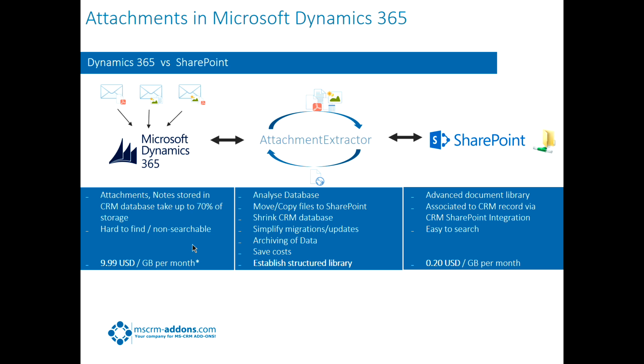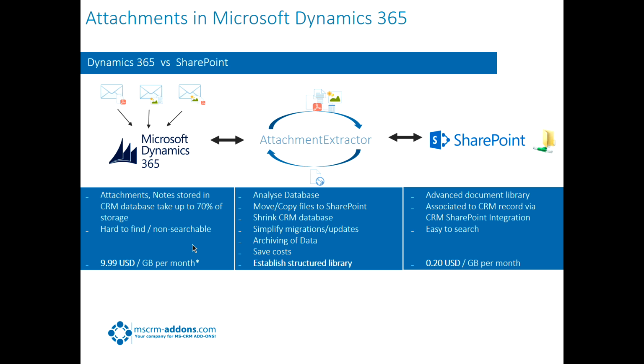How do we combine those together? Our solution is Attachment Extractor. It analyzes the database looking for attachments, and it will move or copy those files to SharePoint. With a move, it gets the files out of your Dynamics 365 database and puts them onto SharePoint, shrinking your Dynamics 365 database. The copy is file replication, so if you need to replicate the files you have on Dynamics 365, you've got alternate stores in SharePoint.